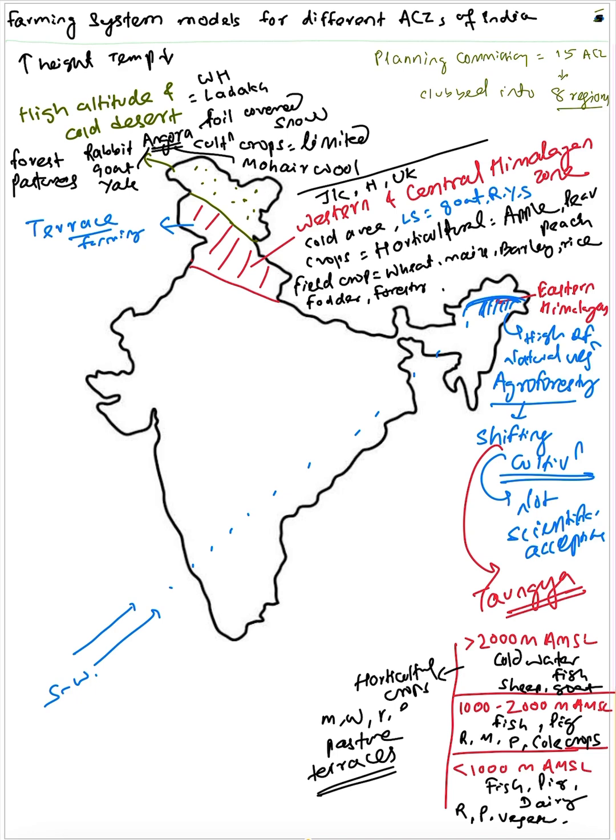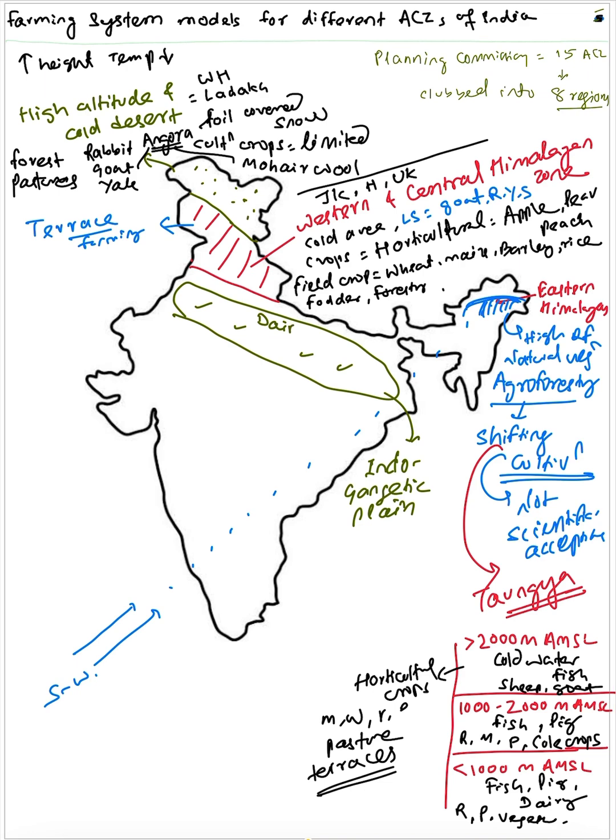This fourth one is the Indo-Gangetic Plain zone. This region is called the Indo-Gangetic Plain. As we know, this will cover most of the part of Punjab, Haryana, Uttar Pradesh and Bihar. So with respect to the Indo-Gangetic Plain, the major livestock you can take is the dairy unit.